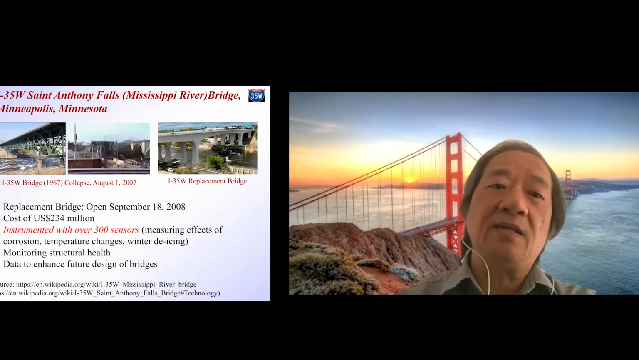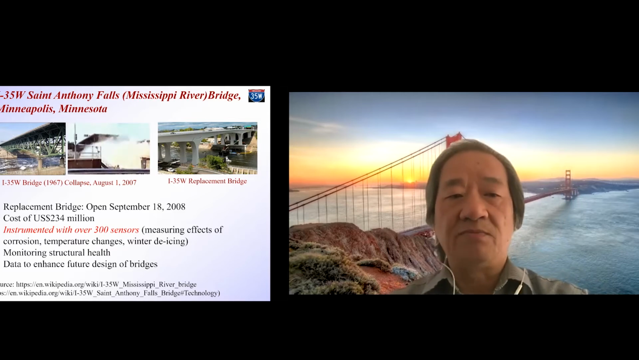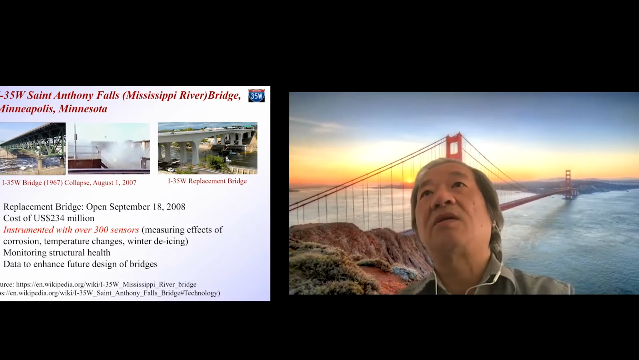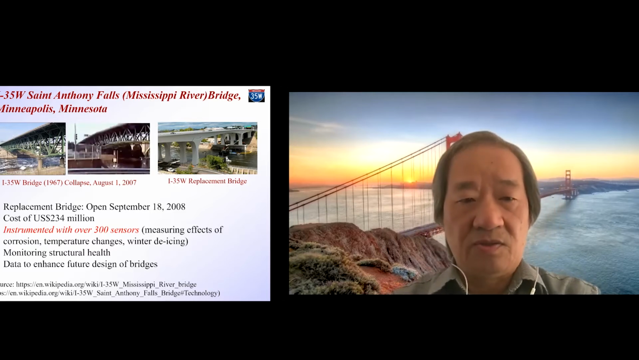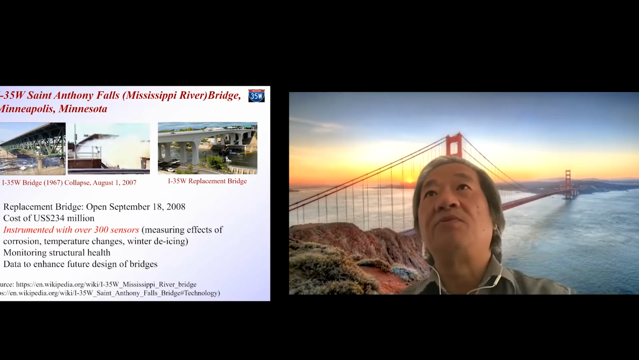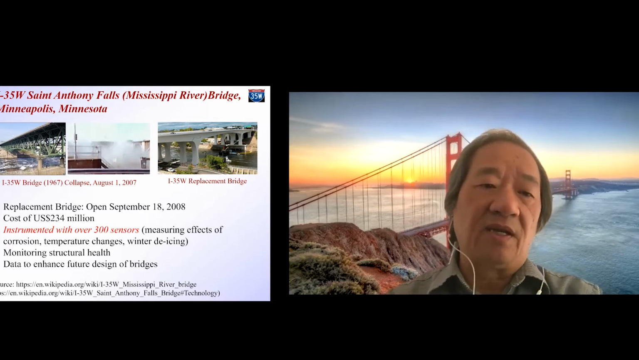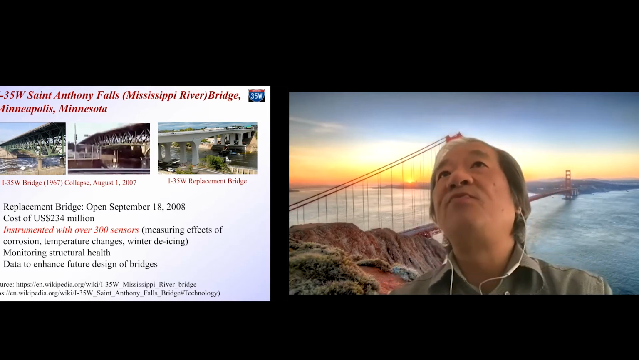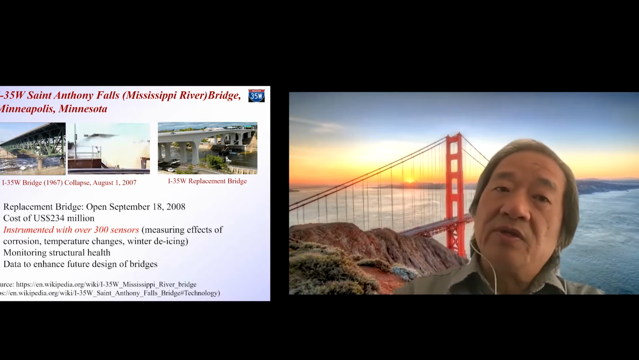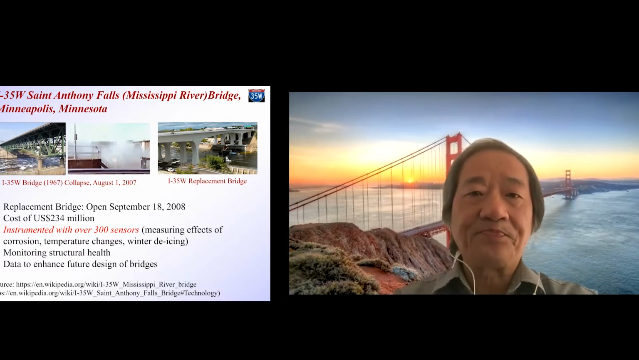But what they did put in is over 300 sensors in the bridge, measuring corrosion, temperature changes, de-icing, and so on. These types of sensors are on the bridge to monitor the structural health, how good the bridge conditions are. Also, they are collecting the data, hopefully to help future design of bridges as well, so they can monitor the bridge that way. When we don't maintain the bridge correctly, this thing happens. The bridge does collapse.